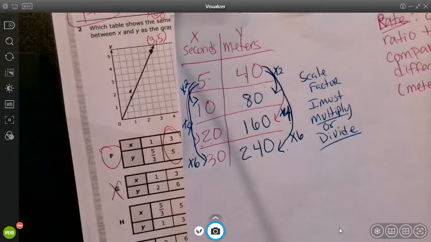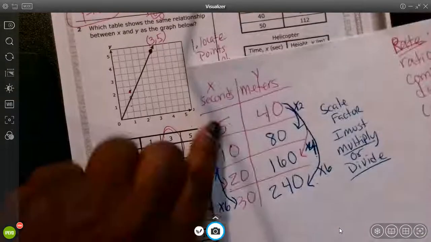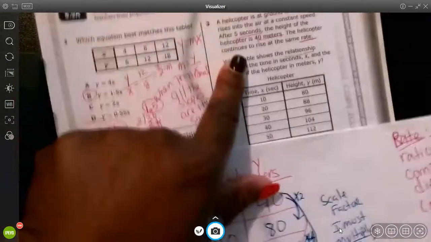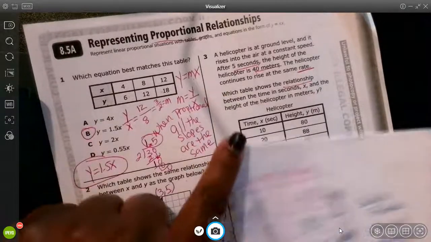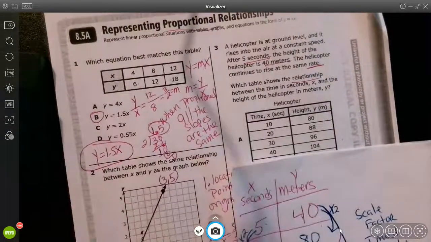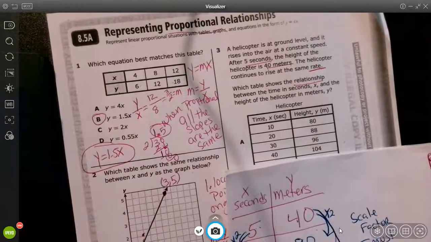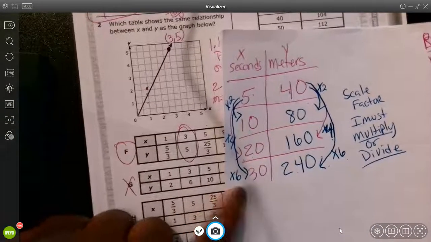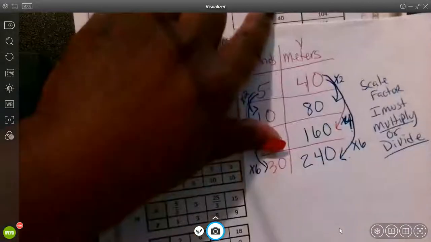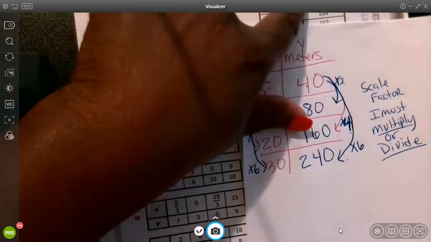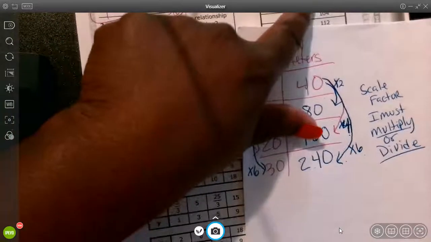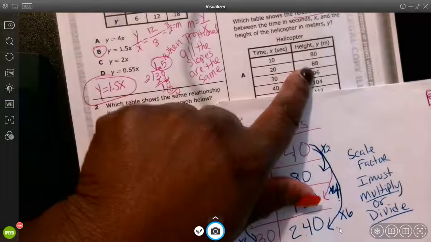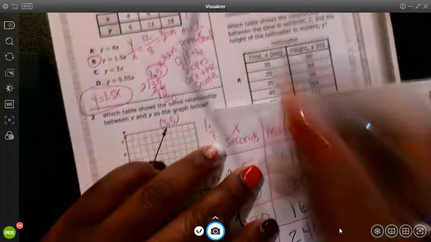I'm not finished. I now have my chart of proportional numbers related to this helicopter problem. Now I need to see which table matches. So I'm looking for a table that has 10 seconds, 80 meters, 20 seconds, 160 meters, 30 seconds, 240 meters. So my first one, 10, 80, that's true. 20, 88, that's not true. So this cannot be it.